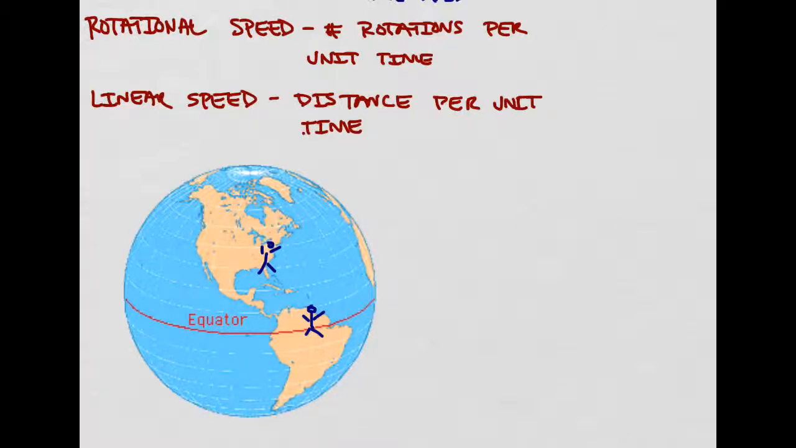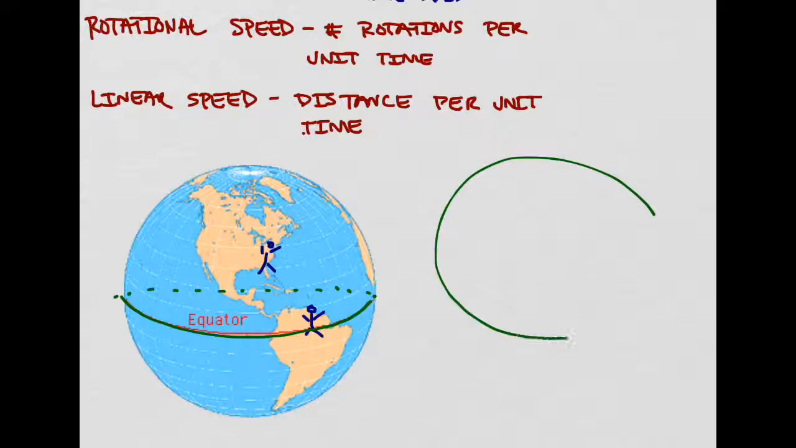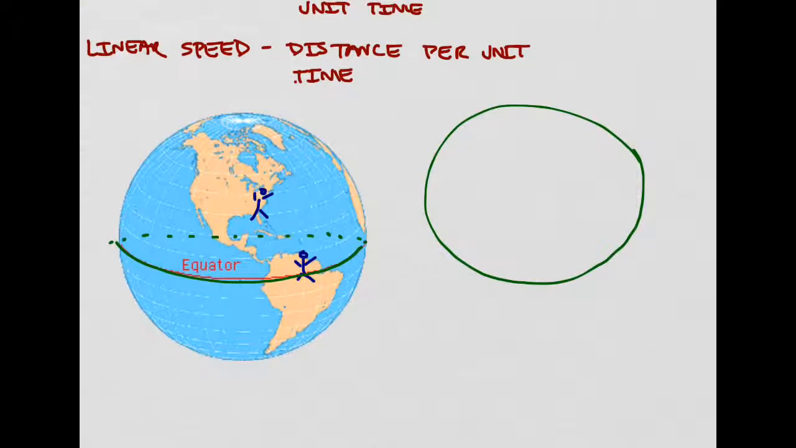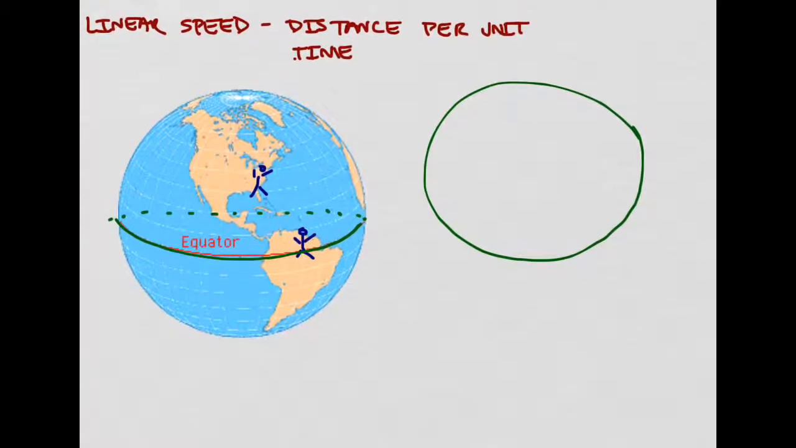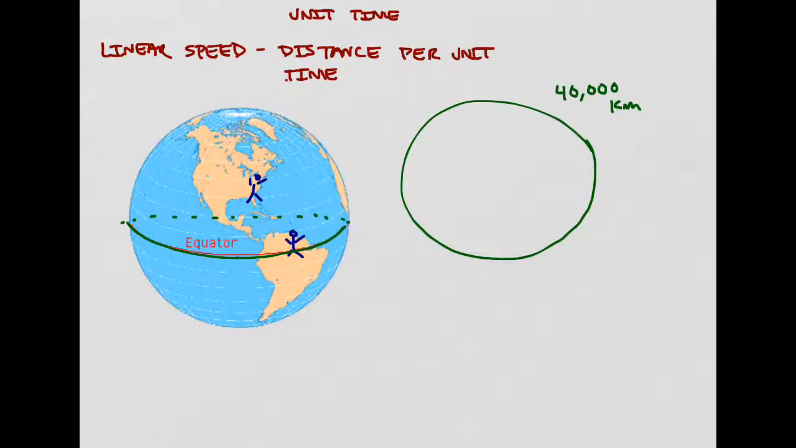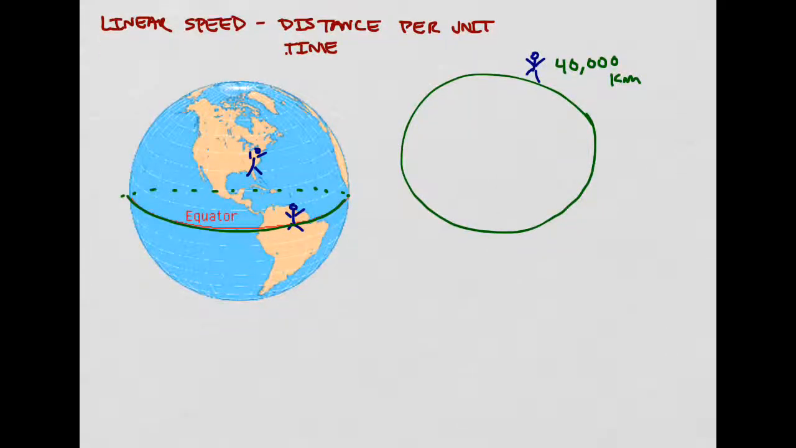So imagine we were to cut the Earth right at the equator, where this person is standing, right in half. We'd be left with a circle looking down from the top, say approximately this size. The circumference of the Earth at the equator is about 40,000 kilometers. So our little person standing at the equator is covering a distance of 40,000 kilometers per revolution, over the course of one day.